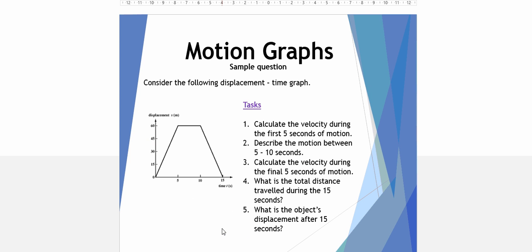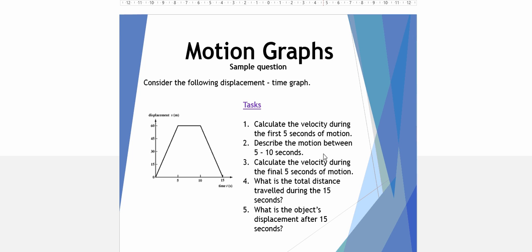Let's look at motion graphs. Two examples. First of all, I have a displacement time graph, and I'm asked 1. to calculate the velocity during the first 5 seconds of motion, 2. to describe the motion between 5 and 10 seconds, 3. calculate the velocity during the final 5 seconds of motion, 4. what is the total distance travelled during the 15 seconds, and finally 5. what's the object's displacement after 15 seconds.